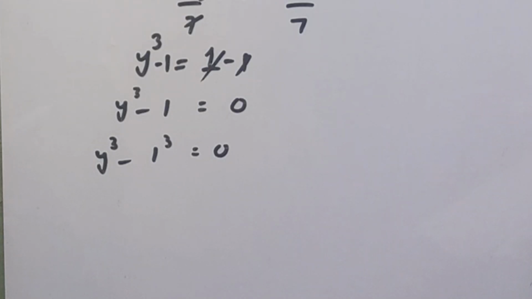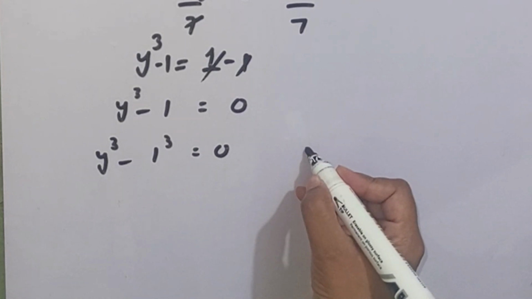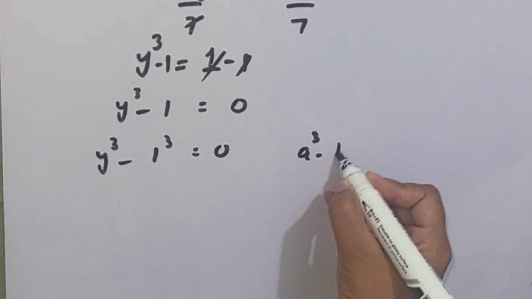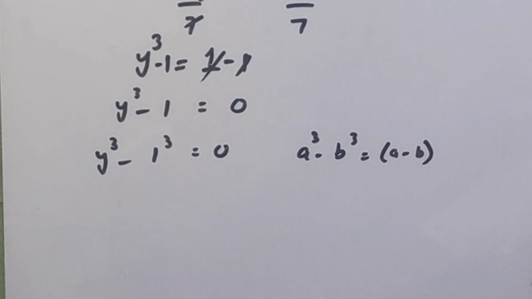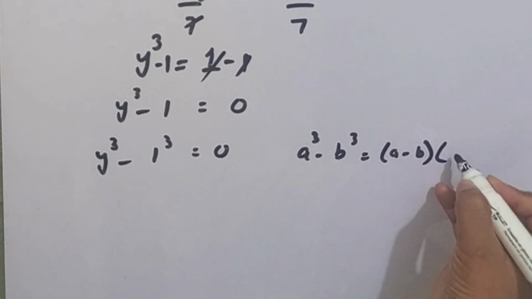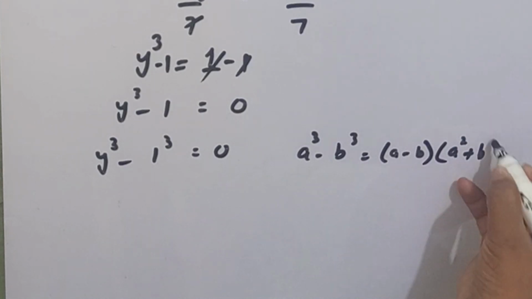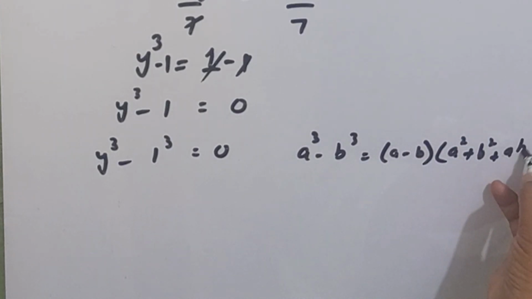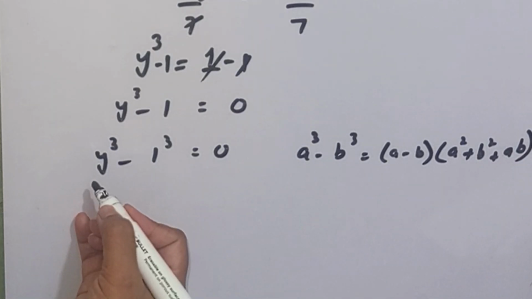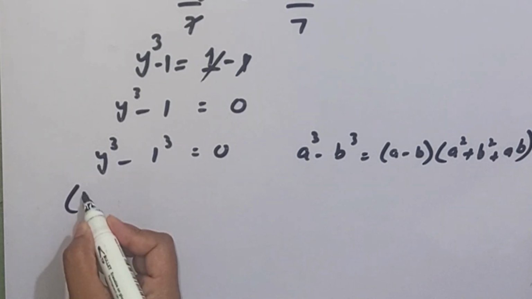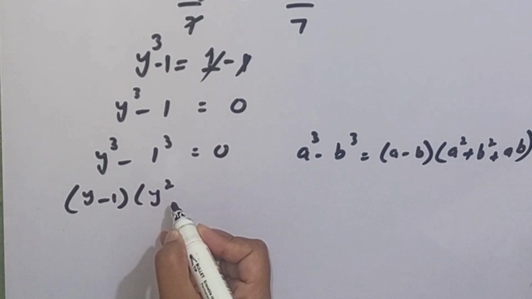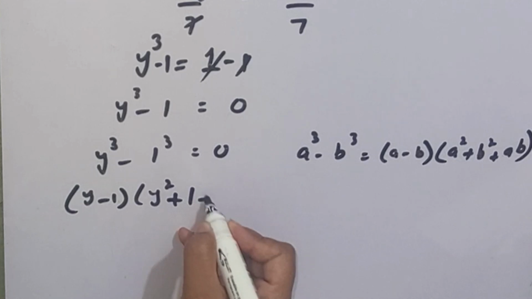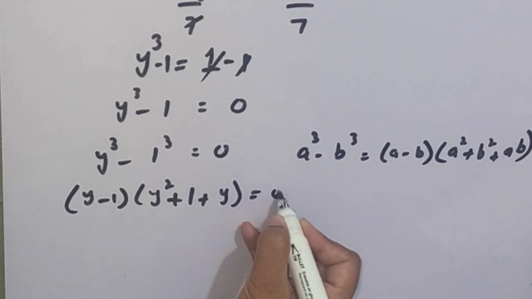Now here we use the identity, which is a cube minus b cube is equal to a minus b multiply a square plus b square plus product of a and b. Using this identity, the left hand side will become y minus 1 multiply y square plus 1 plus y, and this is equal to 0.